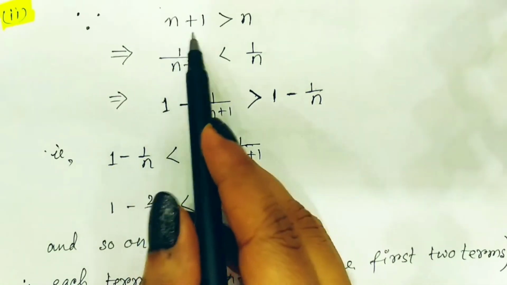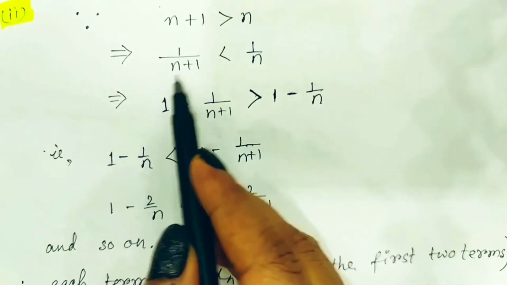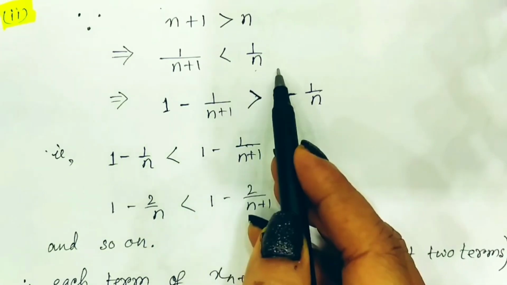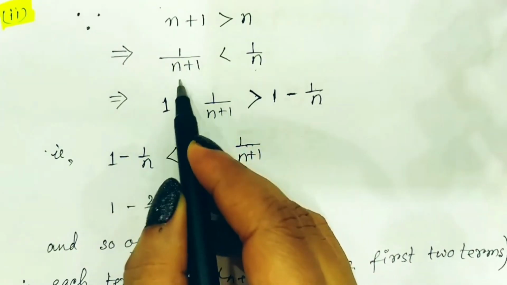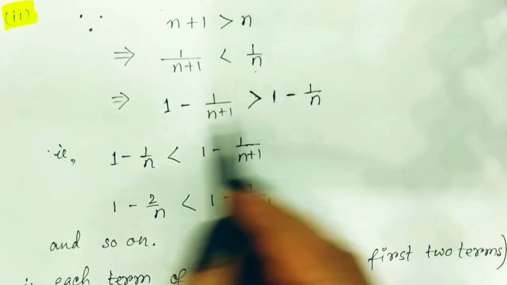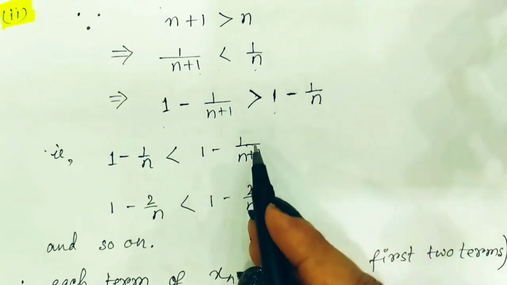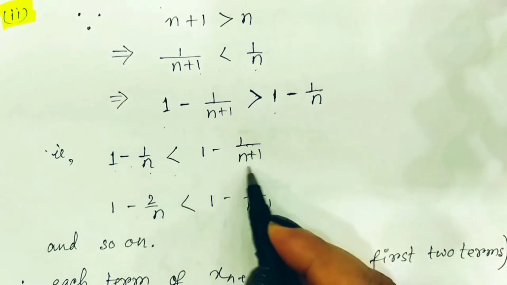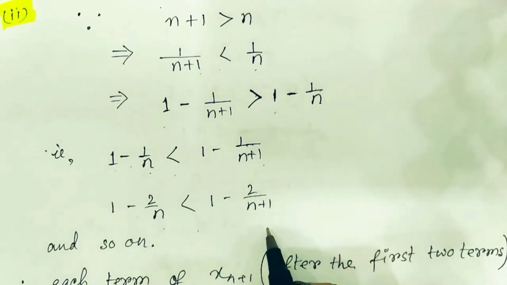Again, we know that n plus 1 is always greater than n. If we take the reciprocal, 1 upon n plus 1 is less than 1 by n, by the properties of inequality. Now we take the negative sign on both sides, so minus of 1 by n plus 1 is greater than minus of 1 by n. After that, if we add 1 on both sides, we can say that 1 minus 1 by n is less than 1 minus 1 by n plus 1. Likewise, 1 minus 2 by n is less than 1 minus 2 divided by n plus 1, and so on.